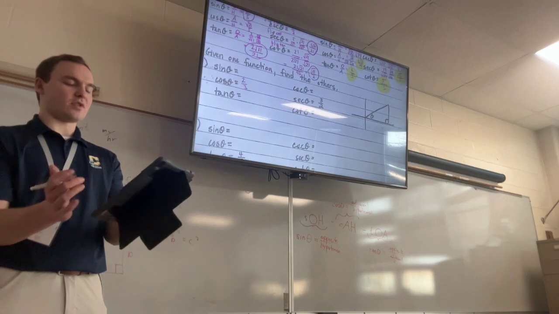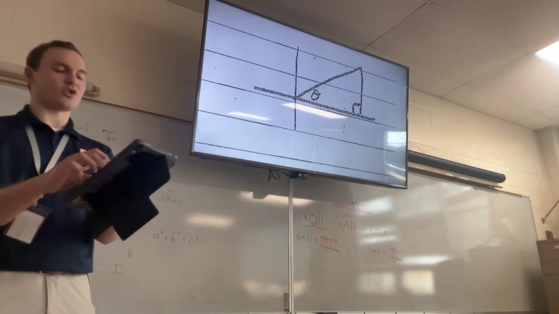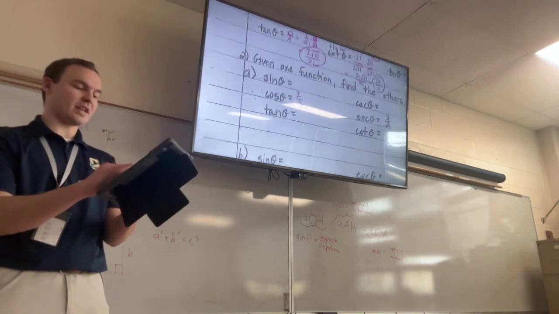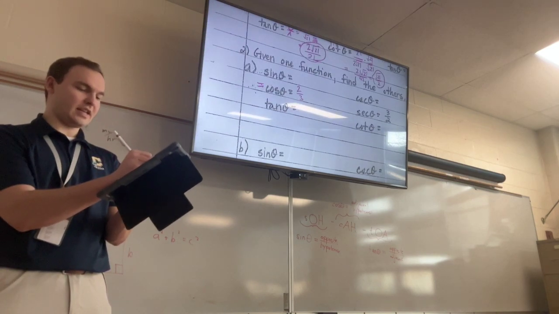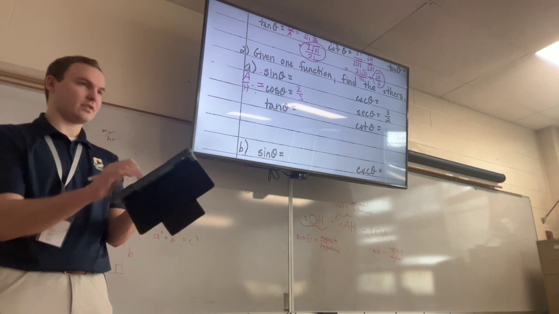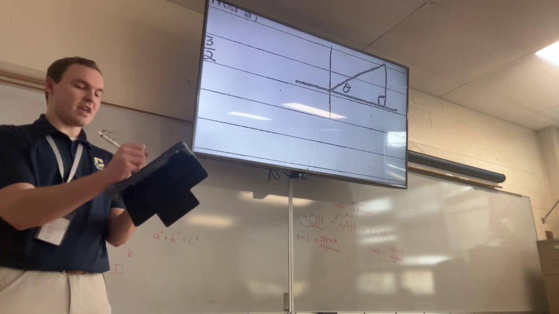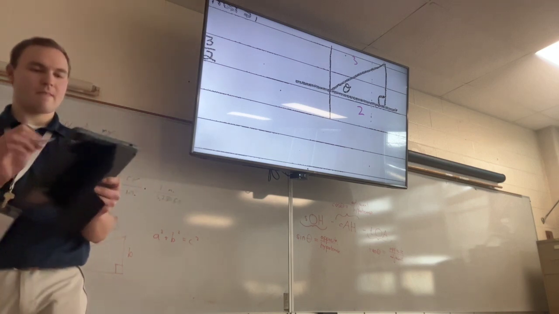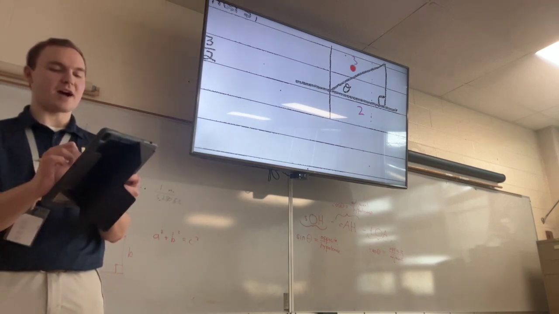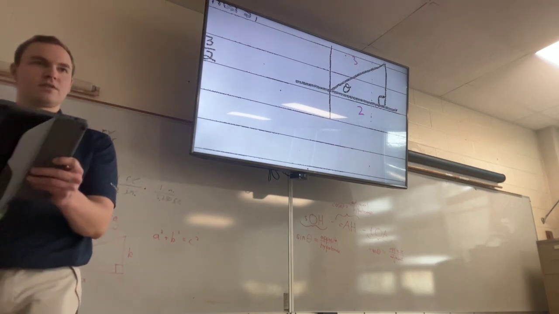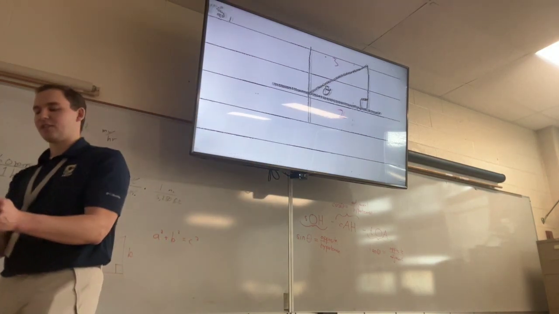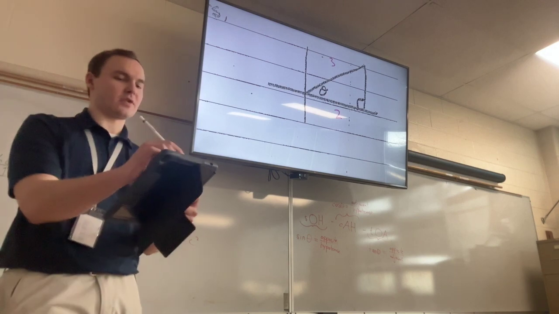Cosine equals 2/3, okay? So which two sides of this triangle do we know then? Because cosine is the adjacent side over the hypotenuse, we know that these two sides are 2 over 3. Adjacent 2 over hypotenuse 3, okay? So we know two sides of the triangle. How do I find that third side?